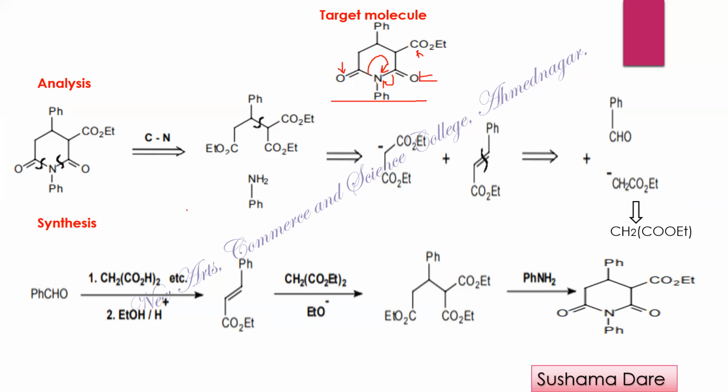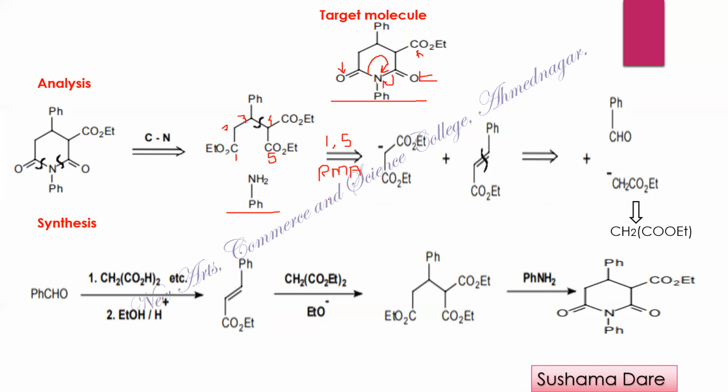So after the disconnection, this gives an aniline, while the remaining part is the COOEt group and the COOEt group. So you can see here the new relation which is generated: it is 1, 2, 3, 4 and 5. So the new relation generated here is a 1,5-dicarbonyl compound. Whenever a 1,5-dicarbonyl compound is there, the approach is a retro-Michael addition reaction.